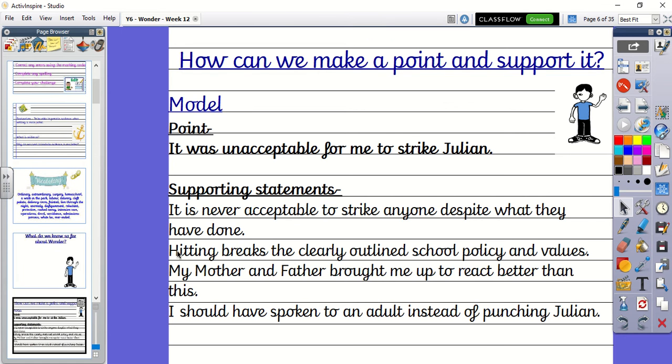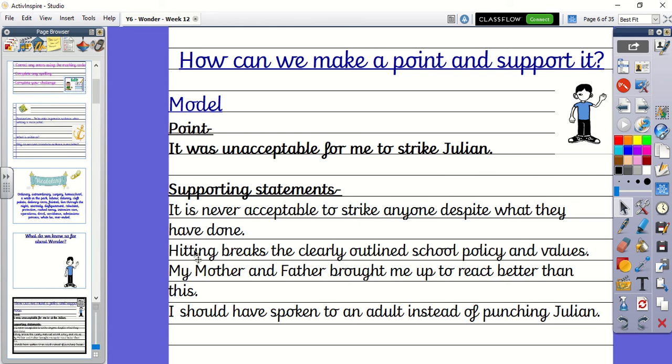Okay then, so going on to today's lesson, how can we make a point and then support it? Okay, so I have got the point here. It was unacceptable for me to strike Julian. So yeah, that's a fair point. It was unacceptable for you, Jack Will, to strike Julian. But now I need to support that point by making some supporting statements.